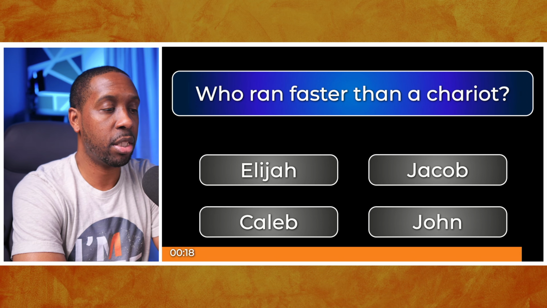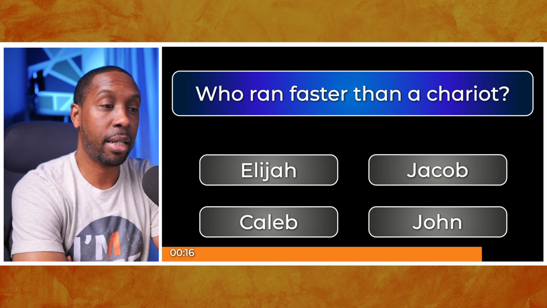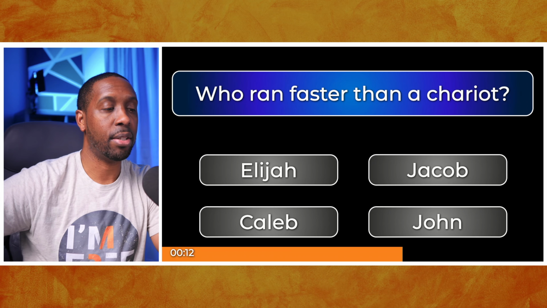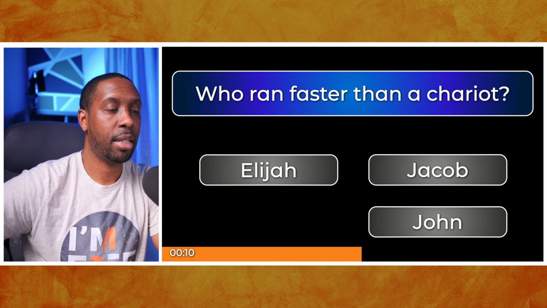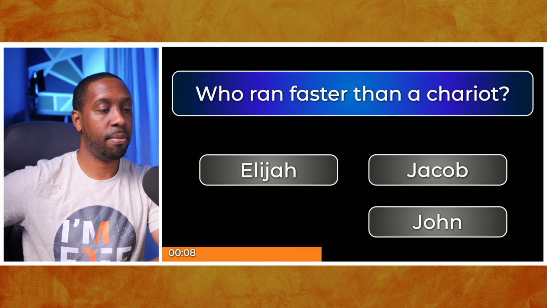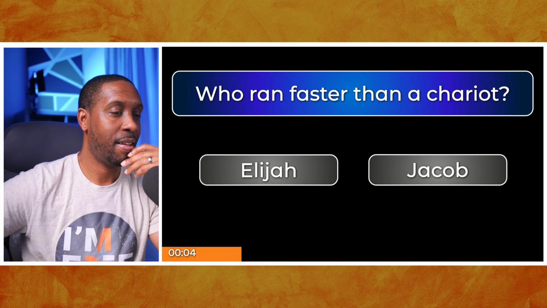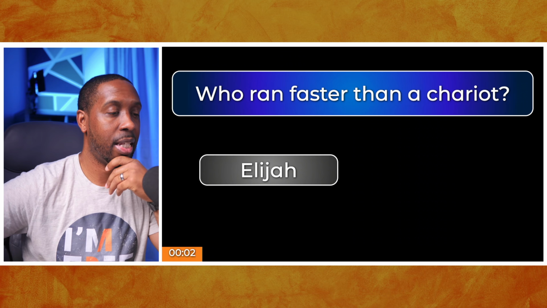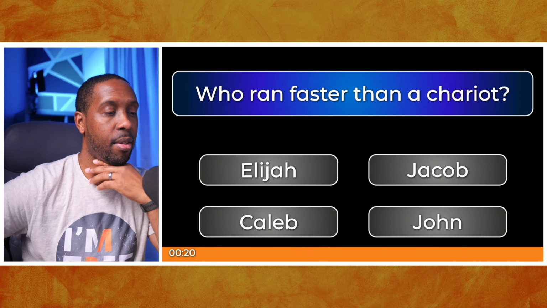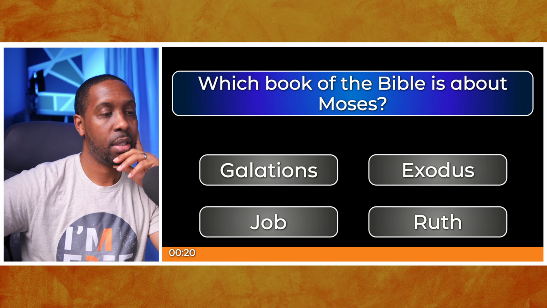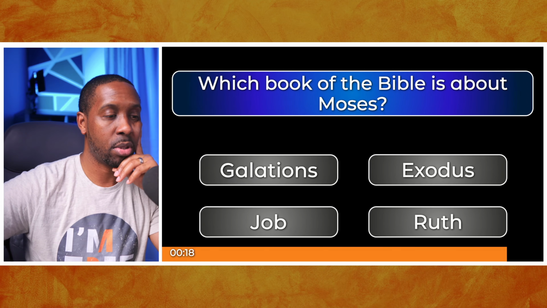And now I go to the next one. Who ran faster than a chariot? Elijah, Jacob, Caleb, or John? You're thinking, and it wasn't him. Wasn't him. And it's him. And then it just resets, pops back up, and then we go here. Which book of the Bible is about Moses?